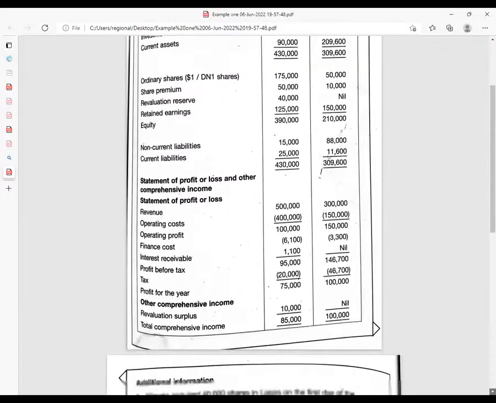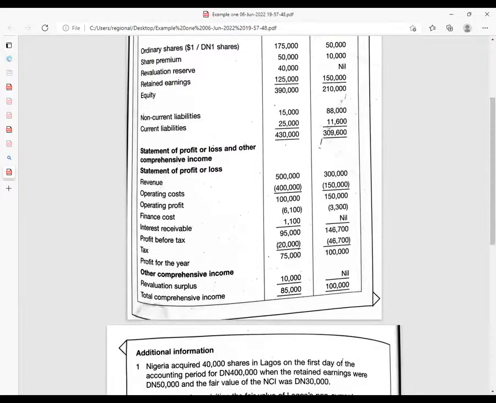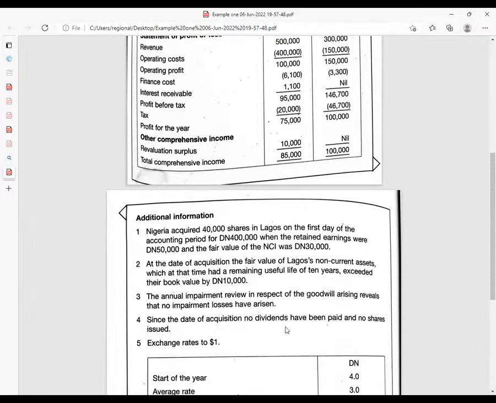Now, listen to me very well. They have given me everything there. And then we are told here additional information that Nigeria acquired 40,000 shares in Lagos on the first day of the accounting period for DN 400,000 when the retained earnings were DN 50,000 and the fair value of the NCI was DN 30,000. At the date of acquisition, the fair value of Lagos non-current assets, which at that time had a remaining useful life of 10 years, exceeded their book value by DN 10,000.